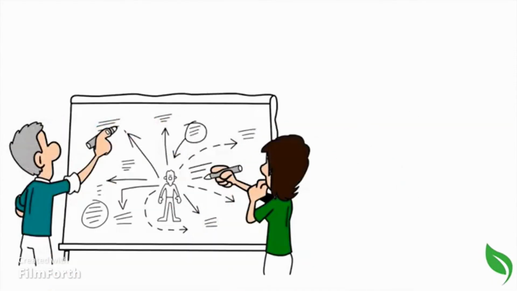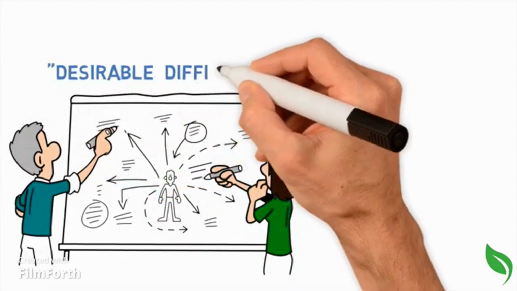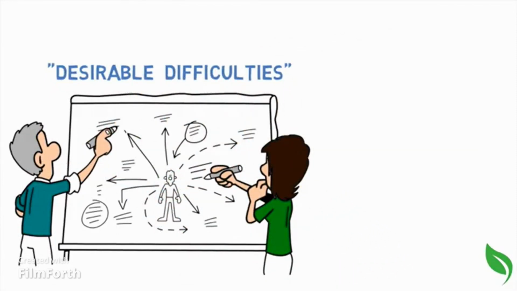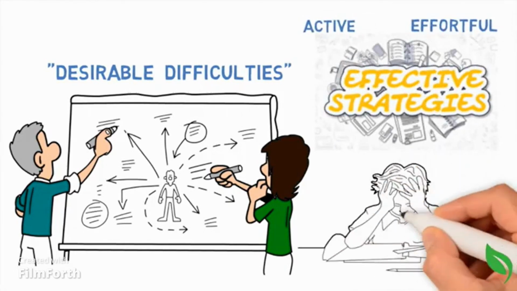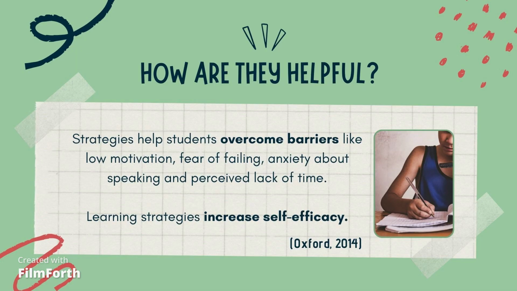This is what educational psychologists call desirable difficulties. Effective strategies are both active and effortful on the part of the learner, and that can make learning seem difficult. Learning strategies are very helpful. They will let you overcome barriers or reduce anxiety and increase your self-efficacy.